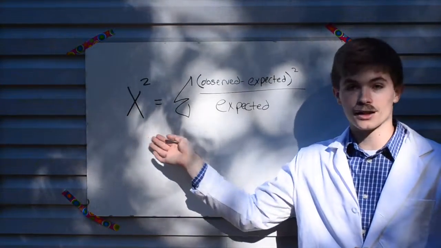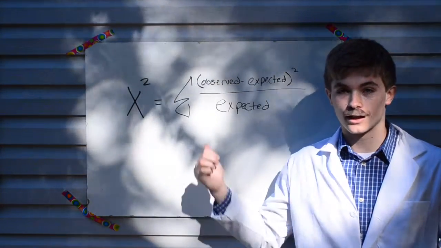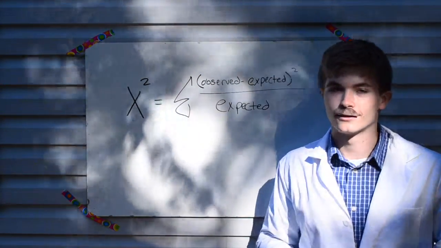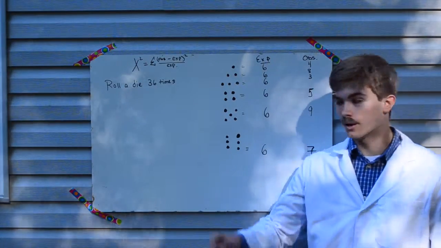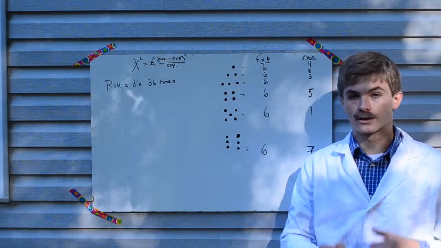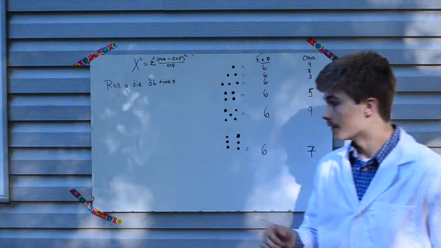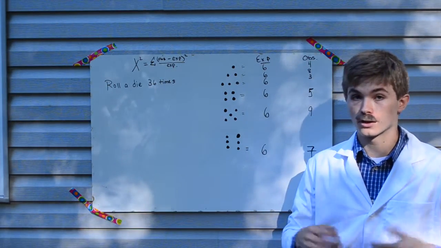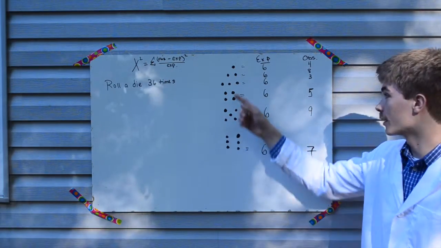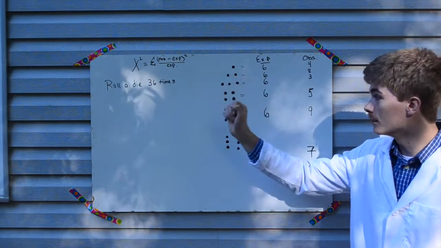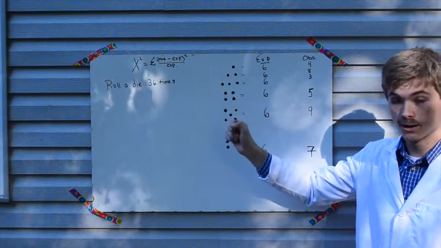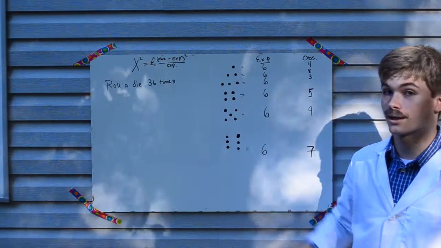Well, next up, kids, is example 1. We're going to see how this thing works. In example 1, we're going to roll a die 36 times. And as you know, a die has 6 sides. So each possible roll could result in one of 6 numbers, which we've listed here. A 1, a 2, a 3, a 4, a 5, perhaps even a 6.